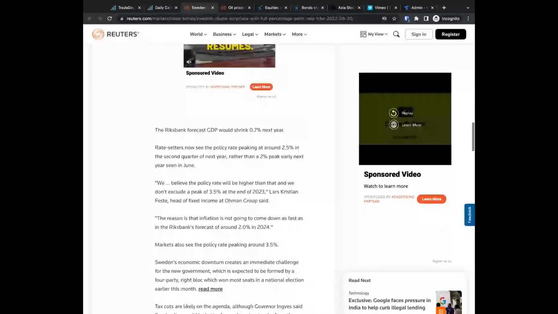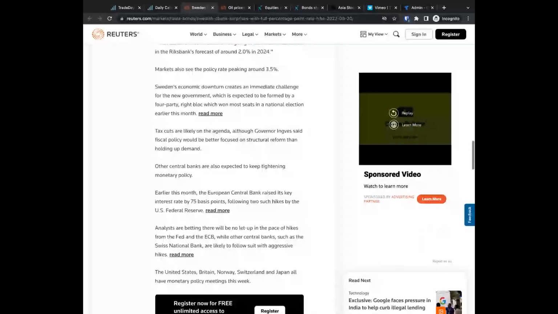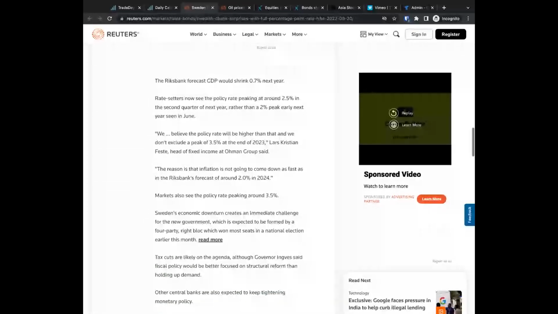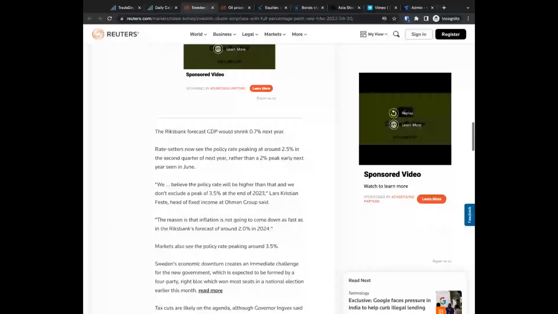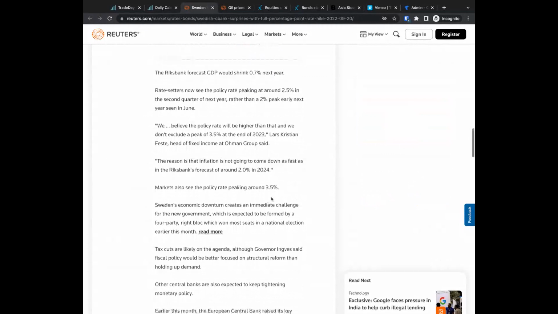I think there was something from the Riksbank here talking about how inflation has got away from their predictions and how they're going to settle into higher rates for longer. Markets also see policy peaking around 3.5%.